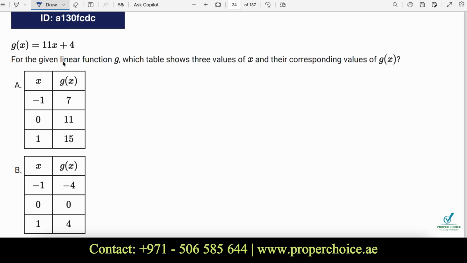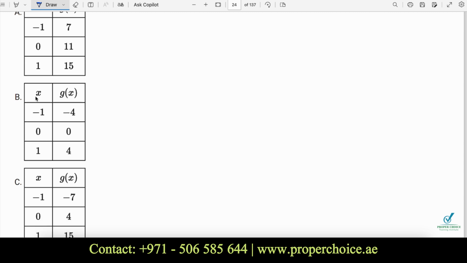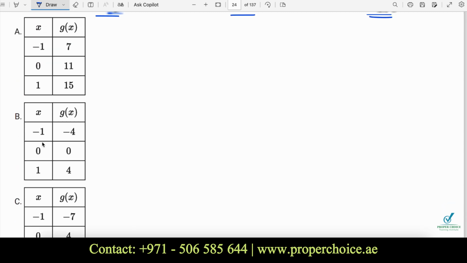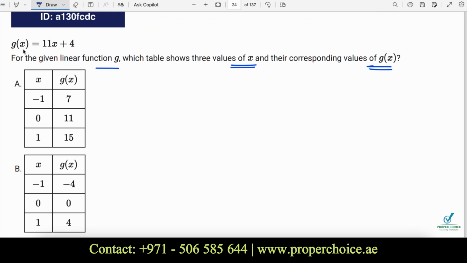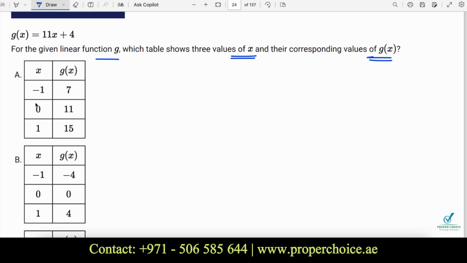For the given linear function g, which table shows the three values of x and their corresponding values of g(x)? If you look into the options very carefully, they check three values of x: -1, 0 and 1. Now I have to check. When you substitute x as -1, what result do I get? When you substitute x as 0, what do you get? When you substitute x as 1, what do you get? Which option represents those values? That's what the question is asking.